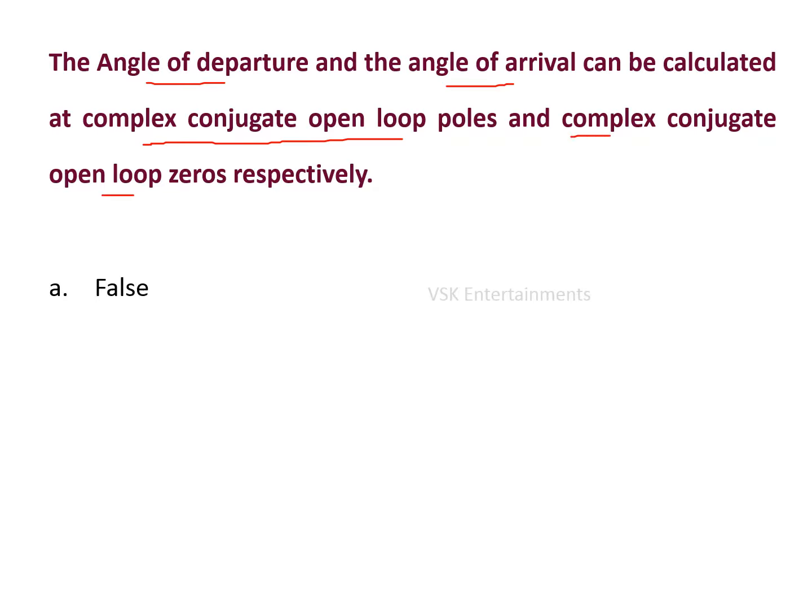Options are false, true. Okay, here angle of departure and angle of arrival is possible if complex poles and complex zeros are present in the given system. If complex poles are present, we are going to get the angle of departure. Similarly, if complex zeros are present, then we are going to get the angle of arrival. So it is true. Option B is the right answer.